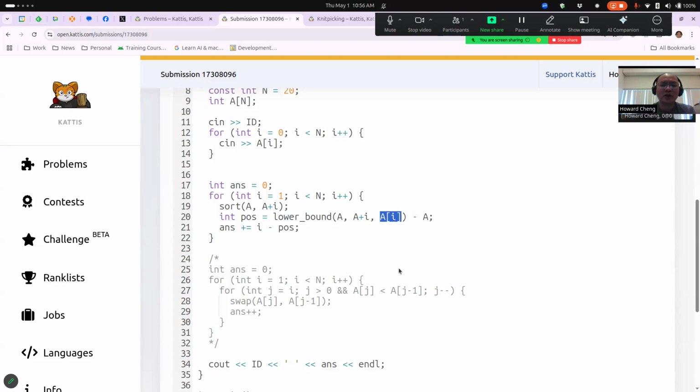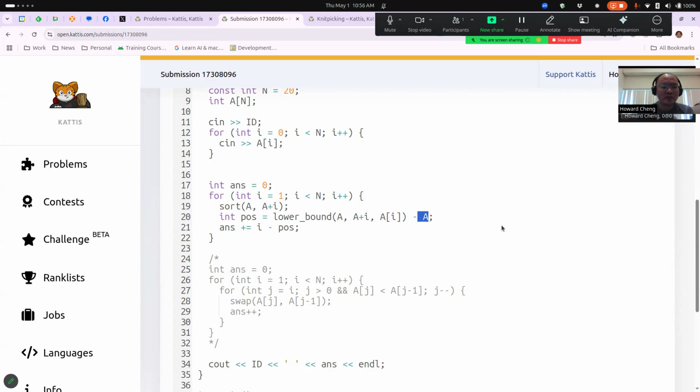But anyway, lower bound is going to return an iterator to the place where I should insert. So minus the beginning of the array will be the actual position. Okay, remember that these are not positions, they're pointers. So if I want to get the actual position, I need to do some pointer or iterator arithmetic.